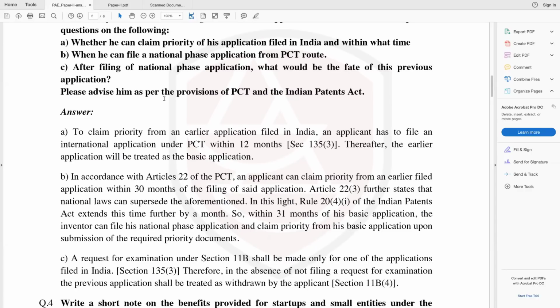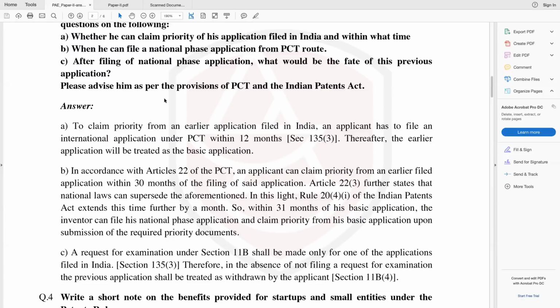Great. So this is what I was mentioning. The relevant section is section 135 subsection 3. To claim priority from the earlier application, one has to file an international application under PCT within 12 months. So the earlier application will be treated as the basic application. This is the ideal answer, but can you flip to the answer that the candidate wrote?